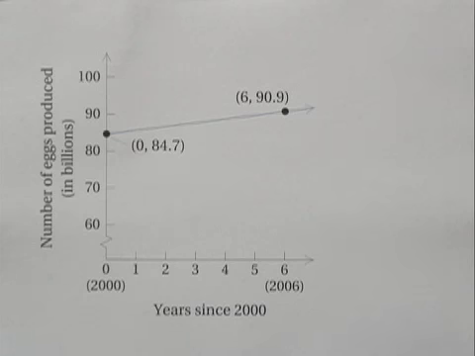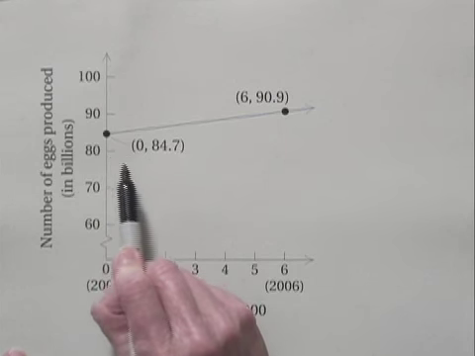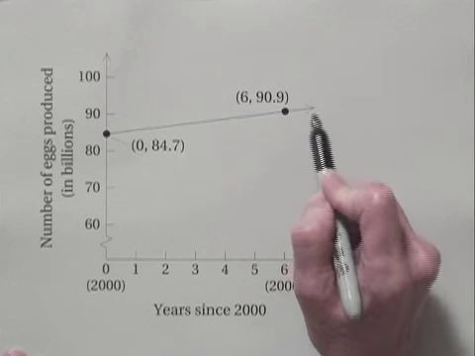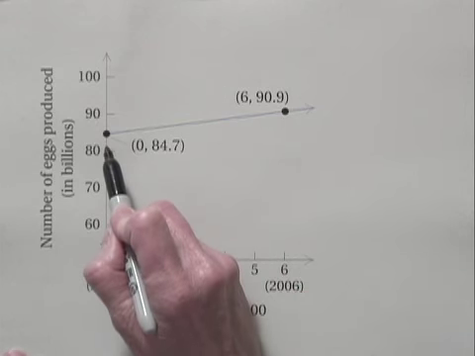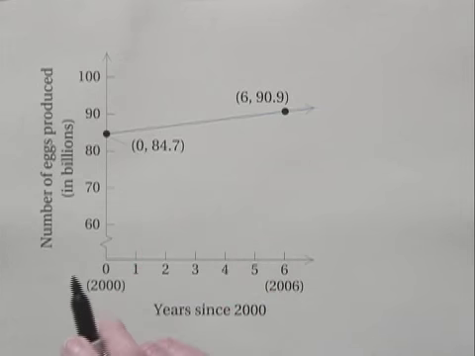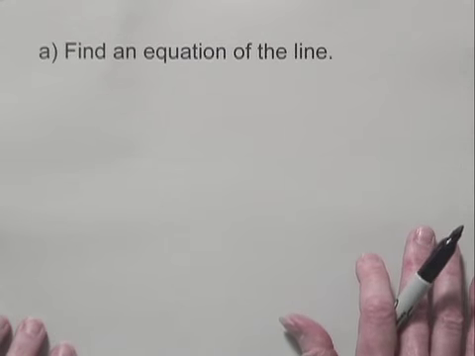This is the graph of the number of eggs produced in years since 2000, and we see 2 points marked on the graph. We have the point (0, 84.7), and we have the point (6, 90.9). So we already know then that the y-intercept of this line is (0, 84.7). We can find an equation of the line if we find the slope and use this y-intercept. So let's do that. We'll find an equation of the line.